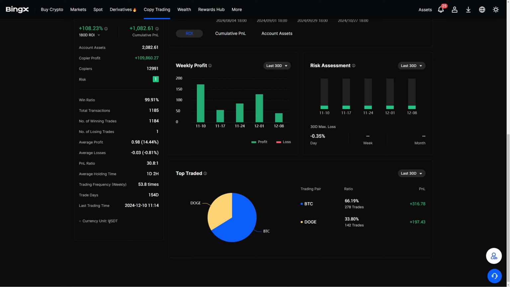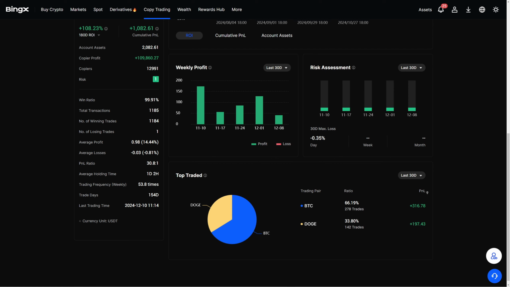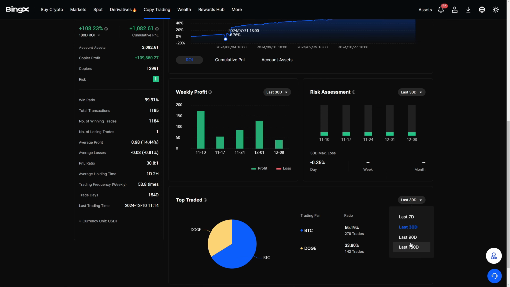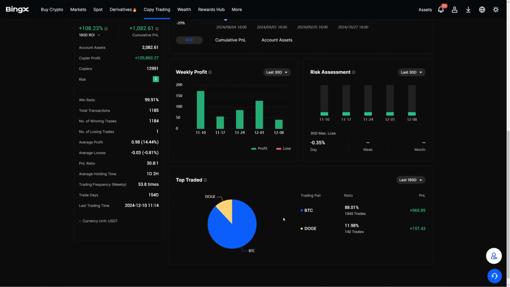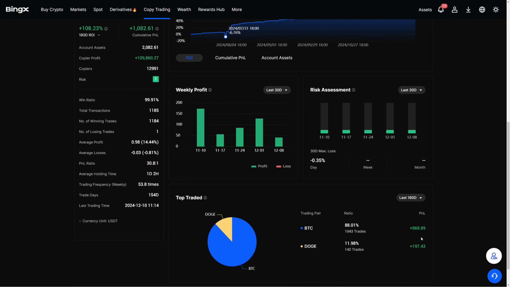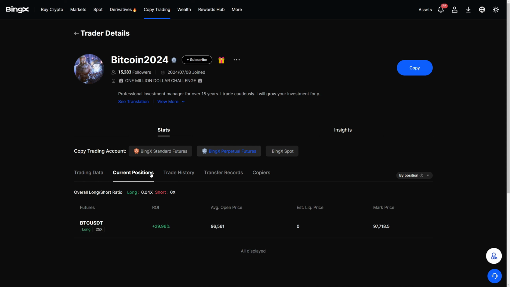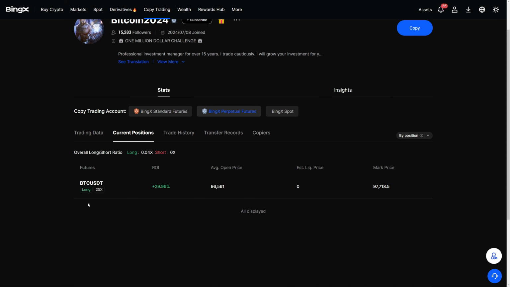The currency of this account is USDT, so everything is valued in United States dollars. Then at the bottom, we can see the top trading pairs, and we can see he's mostly trading Doge and Bitcoin in the last 30 days. In the last 180 days was also the same. So this guy only trades 2 assets. Then what I also like to do is I look at the current positions to see what he's currently trading. We can see he's long on Bitcoin with a 30% ROI, which also looks great.